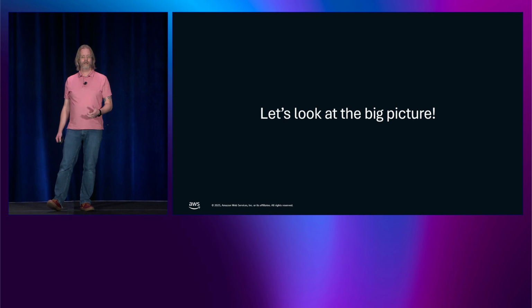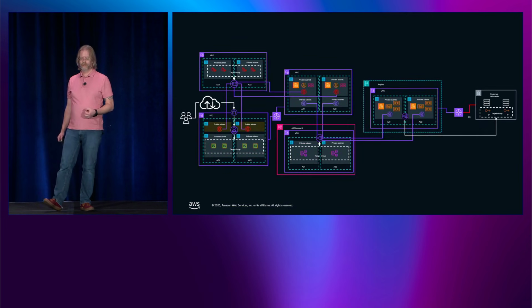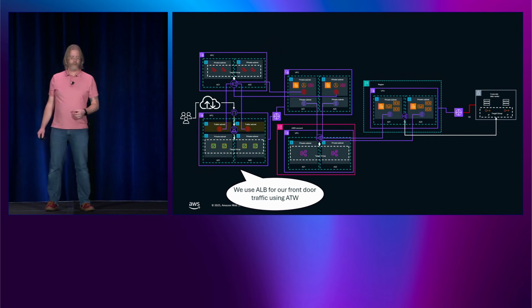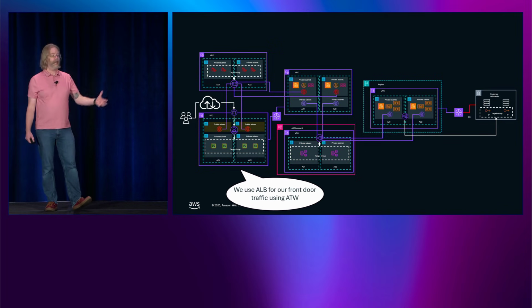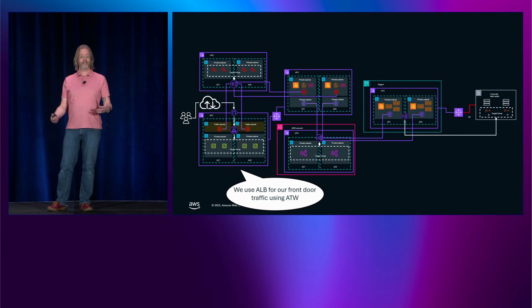Let's take a look at the bigger picture of what we built. So if we slide in here, first, we've got our ALB that we've used for the front door. We're using ATW, right, automatic target weighting, to make sure we're getting the most out of all of our targets. Let's say those targets are very big and expensive machines that cost a lot hourly. We want to make sure that nothing's going idle, so we're using ATW there.